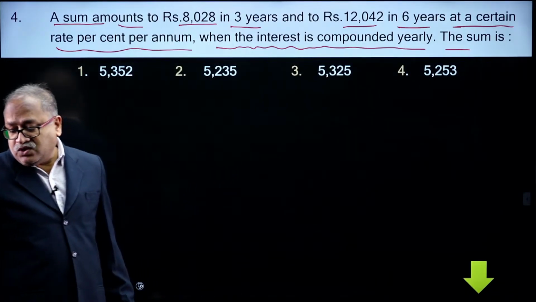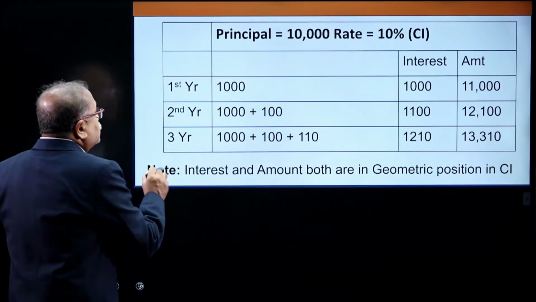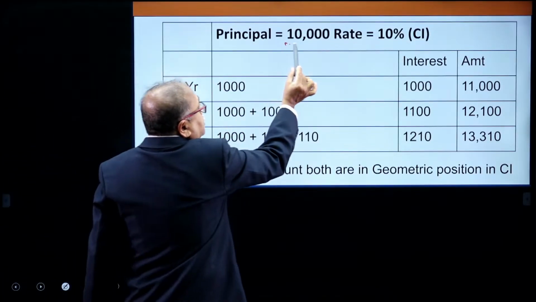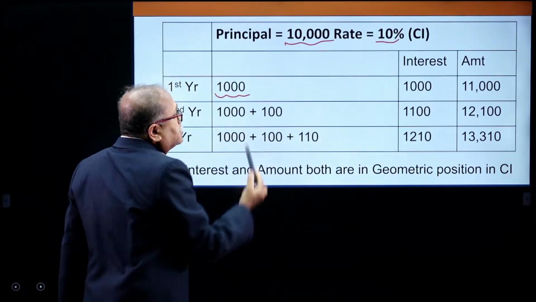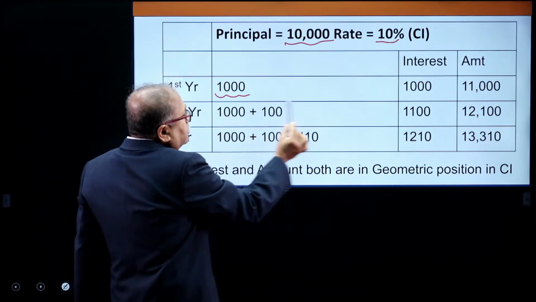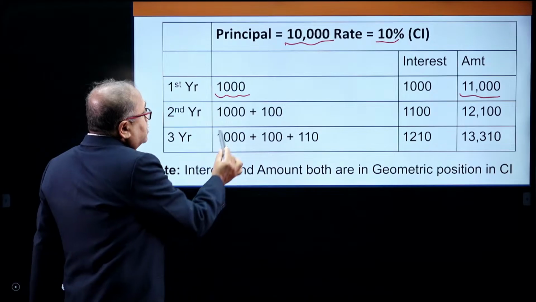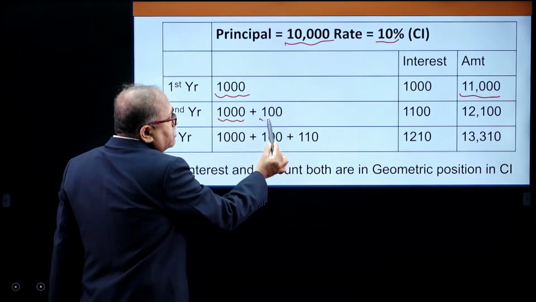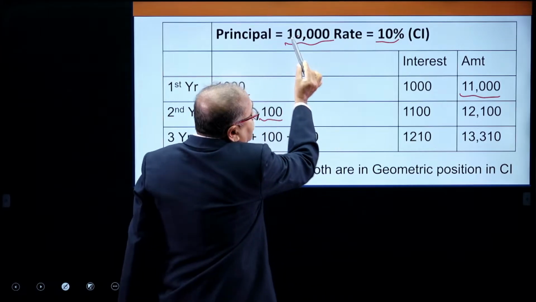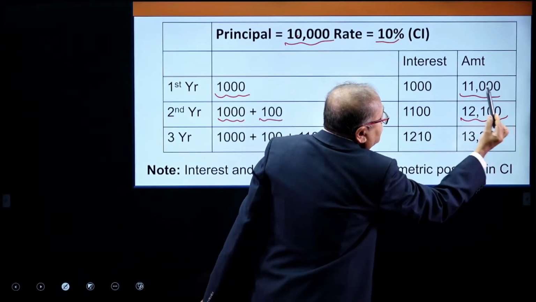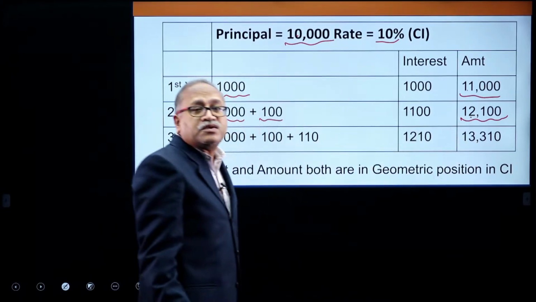Before I explain this question, I would like to bring this to your notice. Look at this one, the 10,000 principal is there, 10%. Now, here 1,000 is the interest, 10%, and that is 11,000, your amount. Here 1,000 plus another 100 comes over here. So, that is 1,100. When you add 11,000 plus 1,100, that comes 12,100.